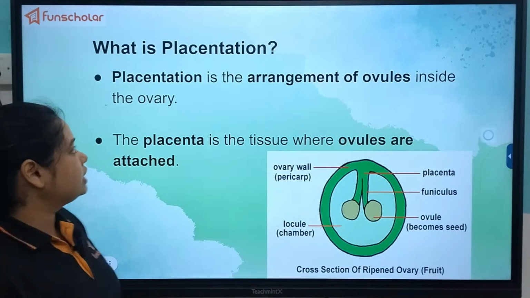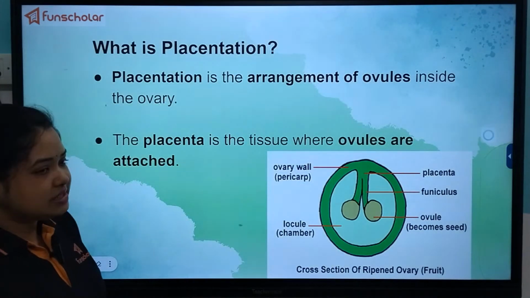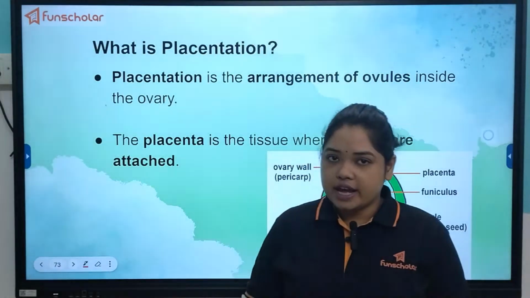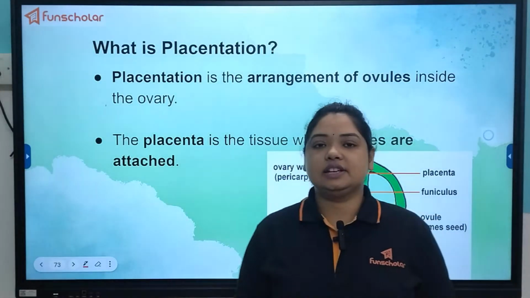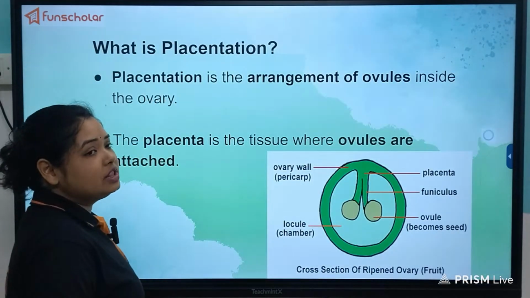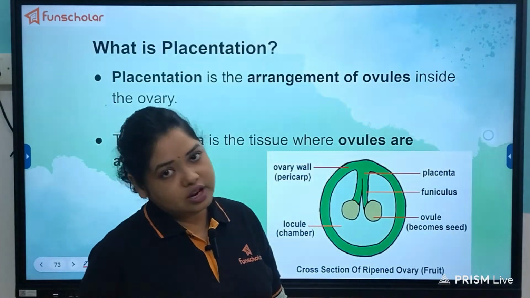Now, coming to the next topic, that is placentation. Placenta, just like in the human body, acts as the organ of connection between the mother and the fetus in the mother's womb. So it is a temporary organ. After the baby is delivered, the placenta is also extracted out.